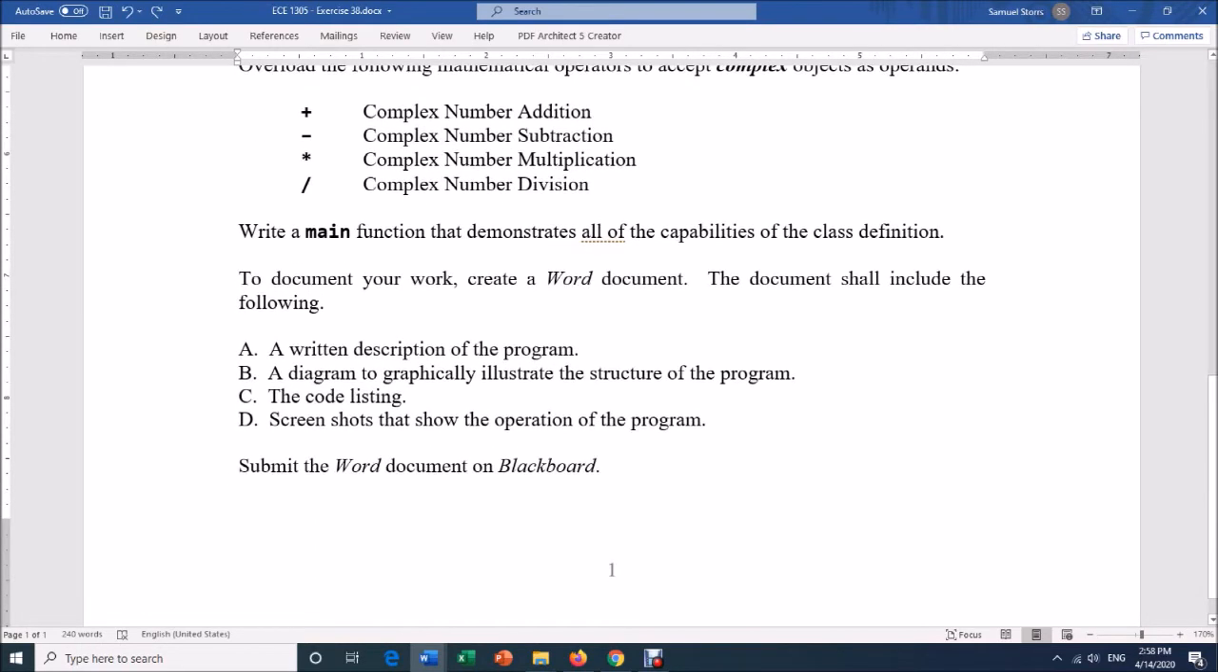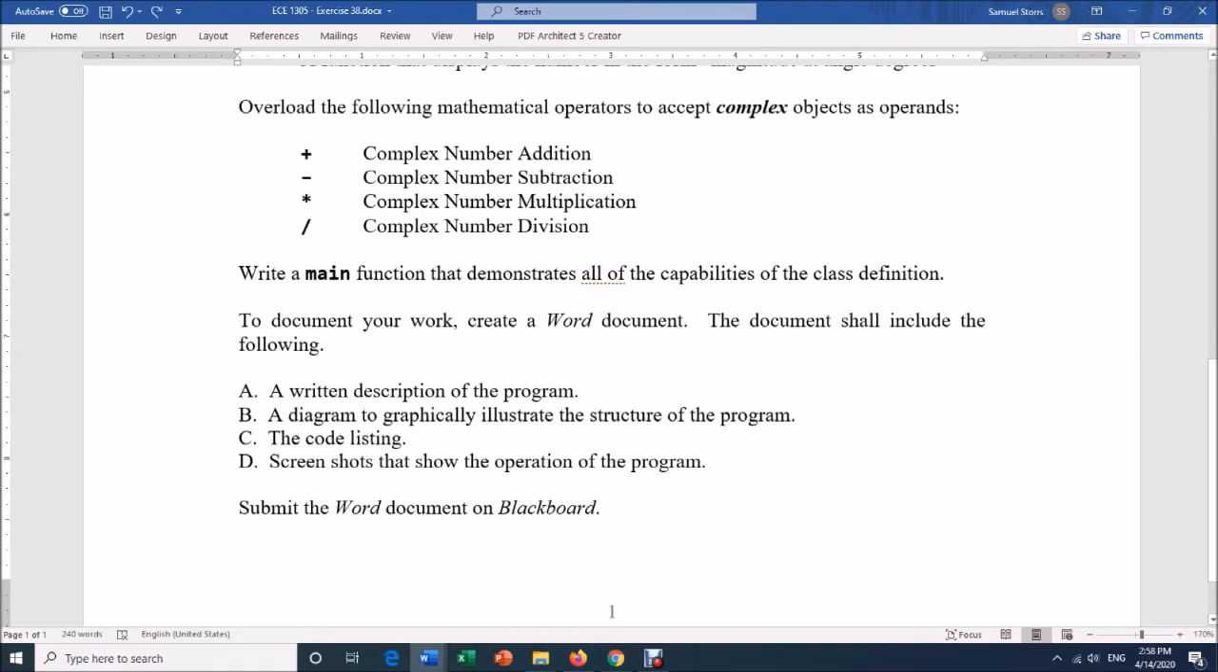Okay. Then write a main function that will demonstrate all of the capabilities of this class definition. I'll leave it to you to devise a main function that incorporates all of these function calls and demonstrates that they work. To document this, you need, as usual, a Word document with a written description of the program, a diagram to illustrate the structure of the program, the code listing, and screenshots that show the operation of the program, illustrating that all of the functions are operating correctly.